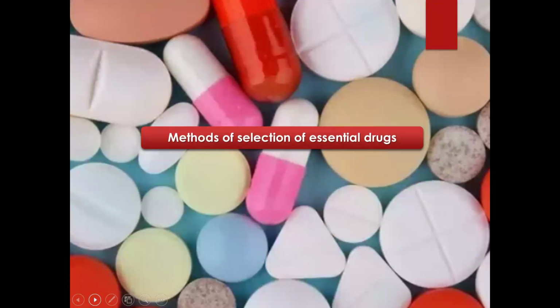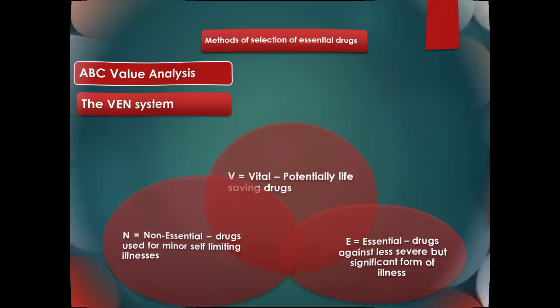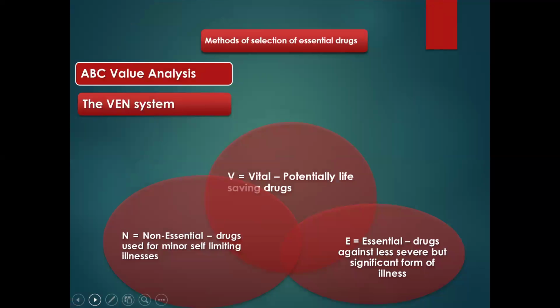Now, let's look at methods of selection of essential drugs. One of the methods used for selection of essential drugs is the ABC value analysis and the VEN system analysis. Let's look at the ABC value analysis first.